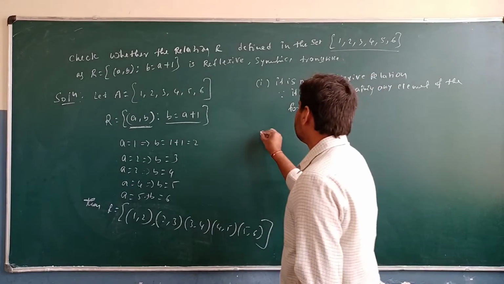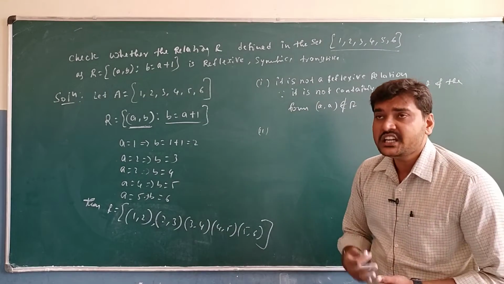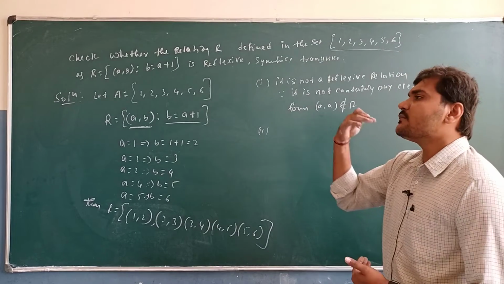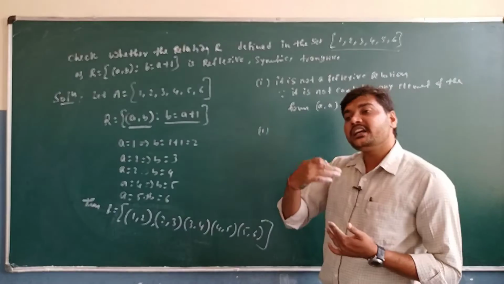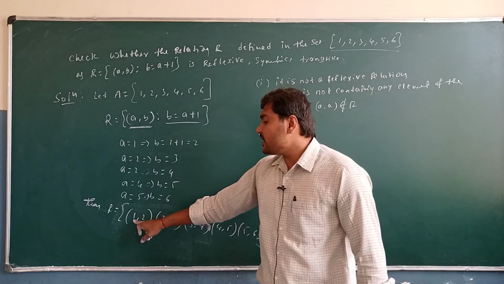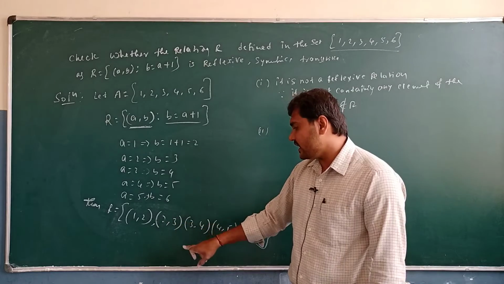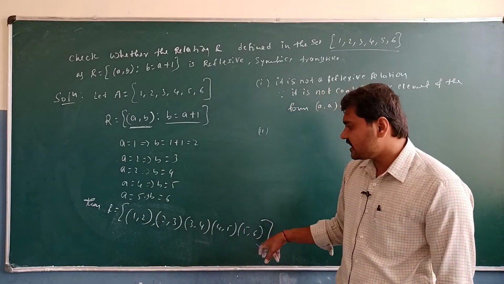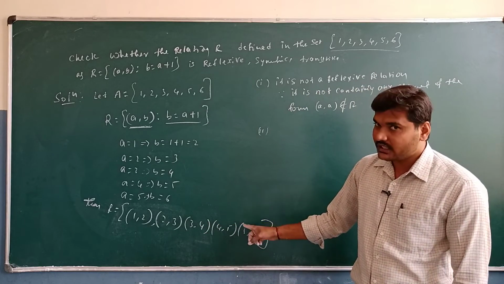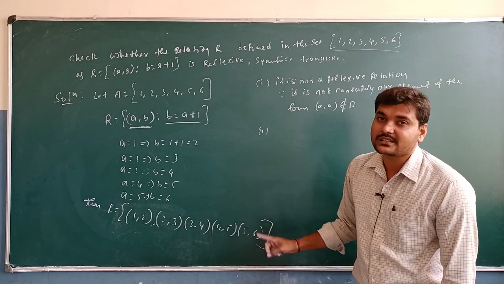Second, we need to check the symmetric relation. What defines the symmetric relation? If (a, b) belongs to R, then (b, a) also belongs to R. So if 1 comma 2 is in relation R, then 2 comma 1 must also belong to R. But look, 1 comma 2 is there, but is 2 comma 1 there? No. 2 comma 3 is there, but 3 comma 2 is not present in relation R. We have 3 comma 4, but 4 comma 3 is not present in R. 4 comma 5 is there, but 5 comma 4 is not present in R. We have 5 comma 6, but 6 comma 5 is not present in R.